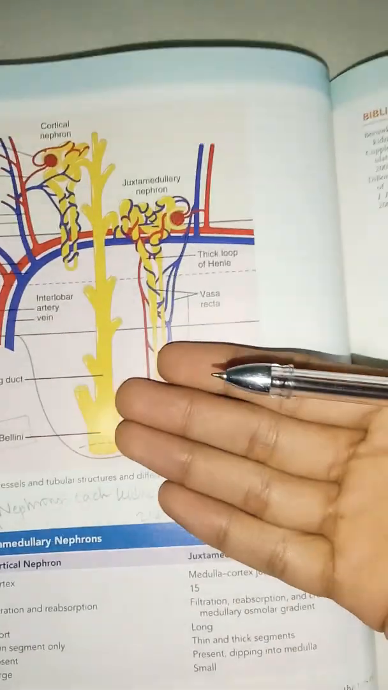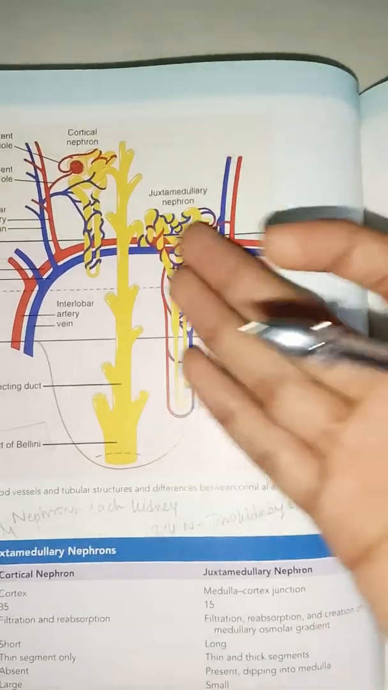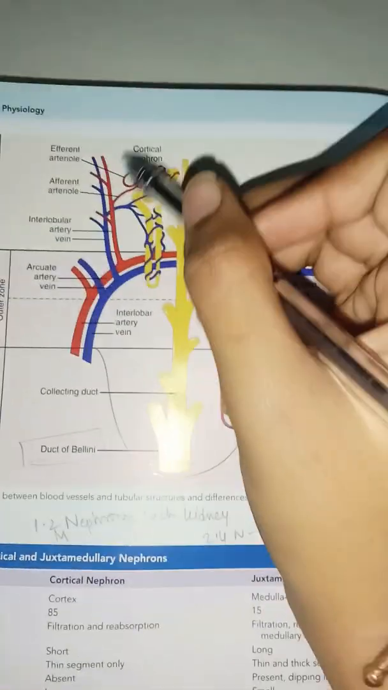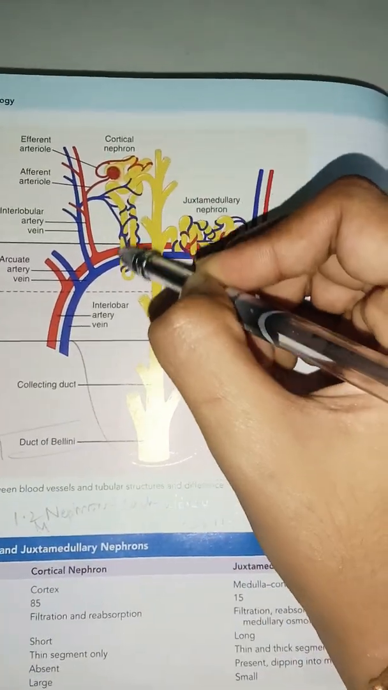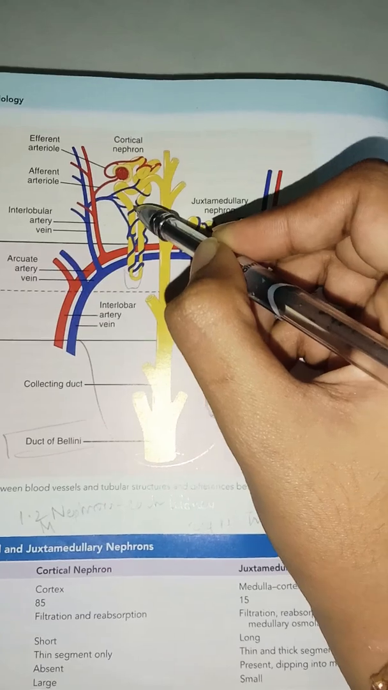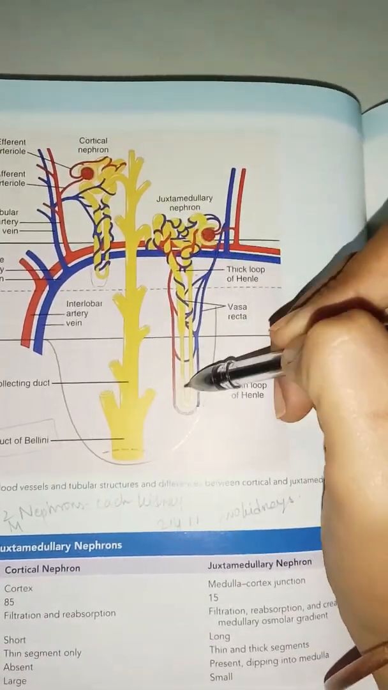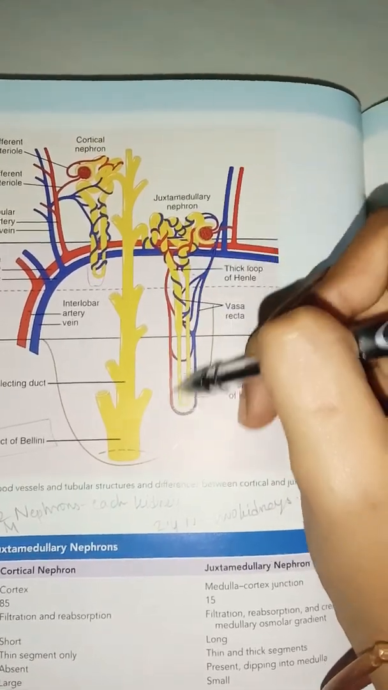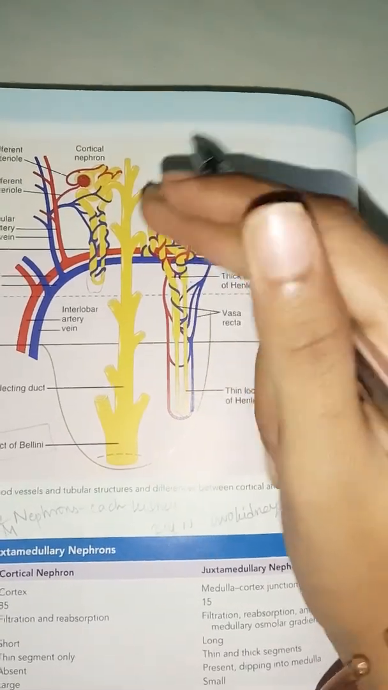Here we are going to understand what the vasa recta is, what the juxtamedullary nephrons are, and what the cortical nephrons are. Here you can see the cortical nephron, which means it is present in the cortex. It has a somewhat short loop of Henle, but this is the juxtamedullary nephron, near the medulla, inside the medulla, and its loop of Henle is very long. This loop of Henle is short, this loop of Henle is long. So this is one difference.